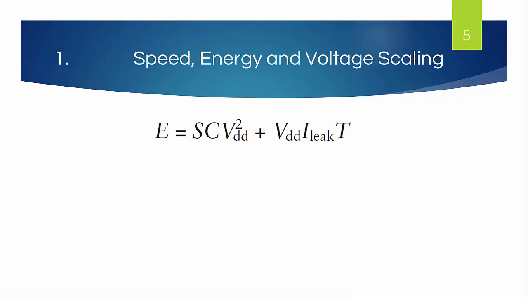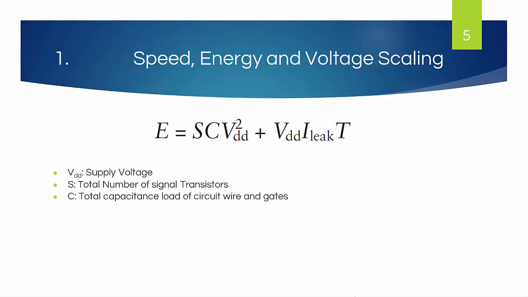The first component models the dynamic power and it depends on S, the total number of signal transitions, C, the total capacitive load of circuit wires and gates, and the square of VDD. The second term models the static power, and it depends on E, the leakage current, T, the duration of operation during which leakage occurs, and the VDD.